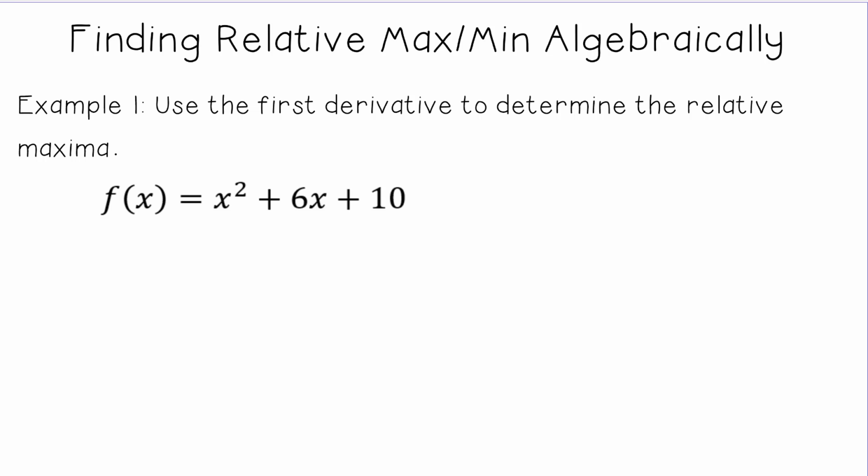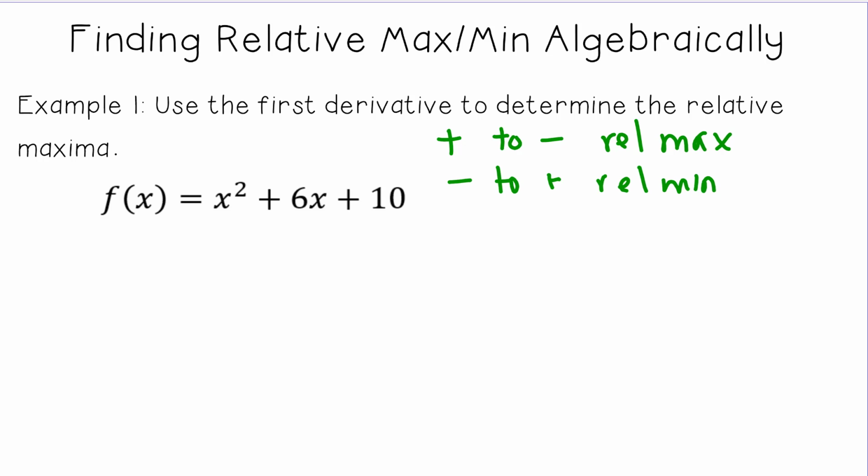Okay, so this video is on finding relative max or min algebraically, and we're going to be doing some similar stuff to what we did when we found this using a derivative graph. We want to identify where the first derivative switches from positive to negative or negative to positive. When f prime switches from positive to negative, you have a relative max for f. When the derivative switches from negative to positive, you have a relative min on f.